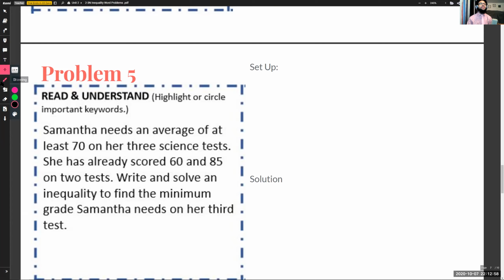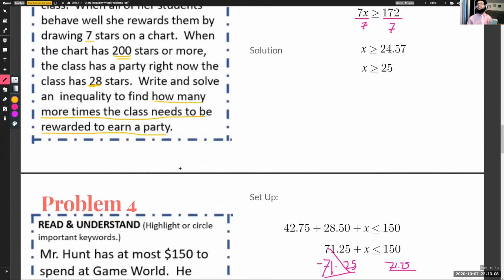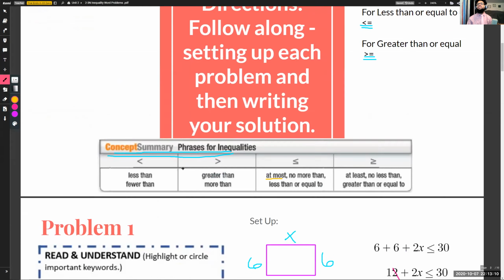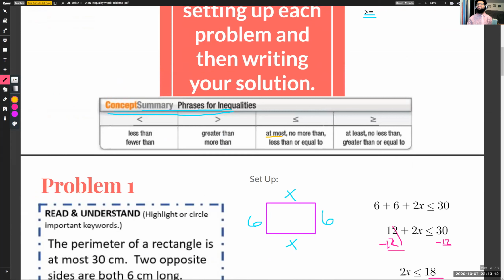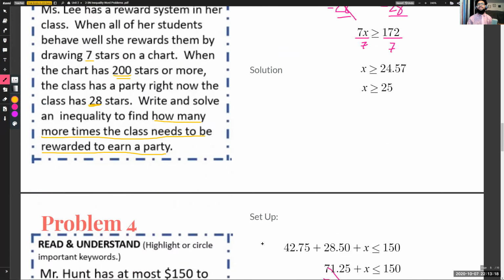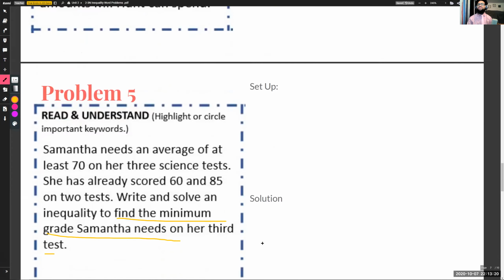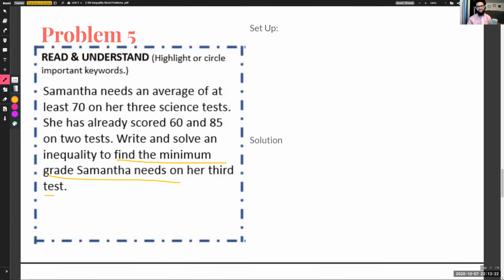So we are trying to find the minimum grade she needs on that 3rd test, all right? The minimum grade she needs. So let's look up to see, is that one of them? The minimum, the smallest grade that she needs. And the minimum isn't one of the ones that we have in our word bank right up at the top. So we're going to have to think about this for a little bit, okay?